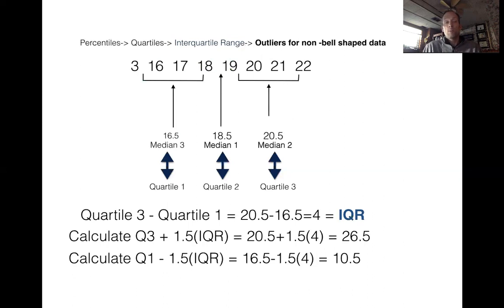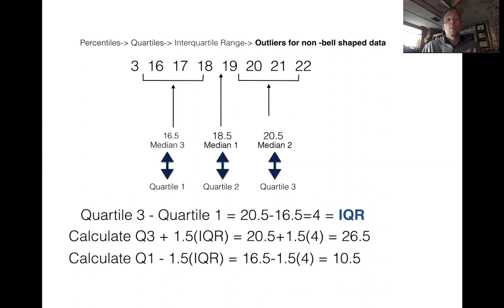26.5 is our result. Now, we're going to go into the data set. We're going to check and see, do we have any numbers above 26.5? If we do, those are considered outliers. For us, we don't have anything up there, so we're cleared for outliers on the high side. But where else can outliers be? And the answer is on the low side.